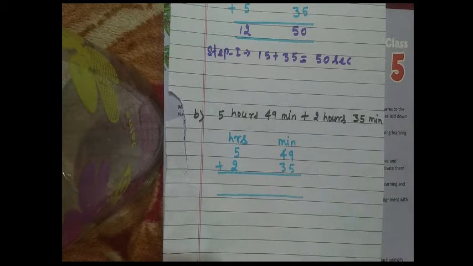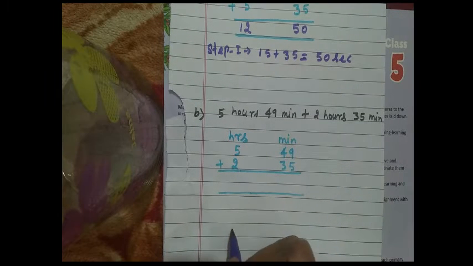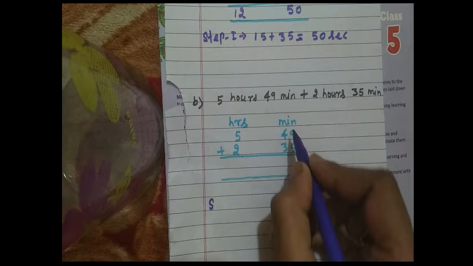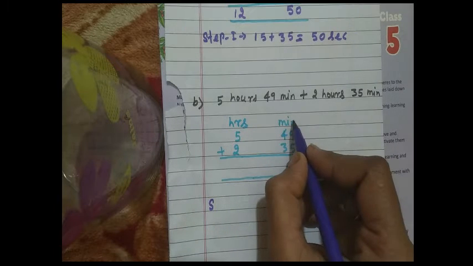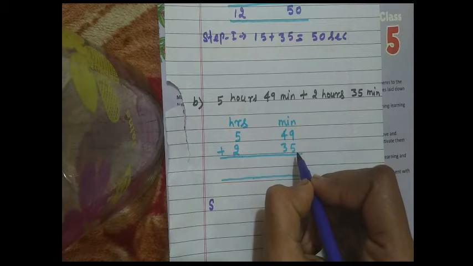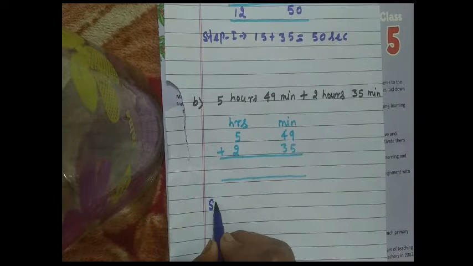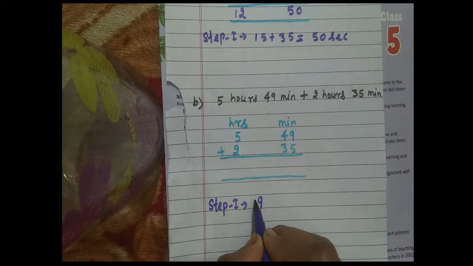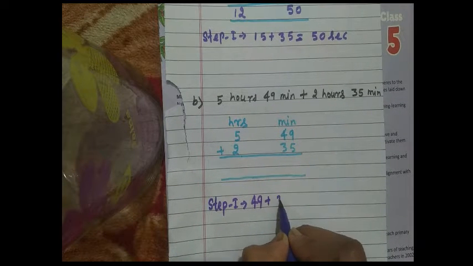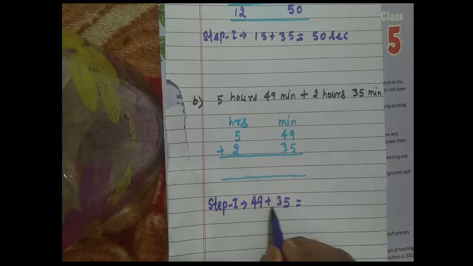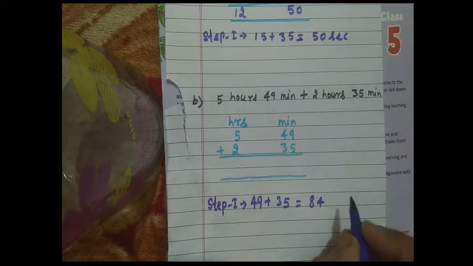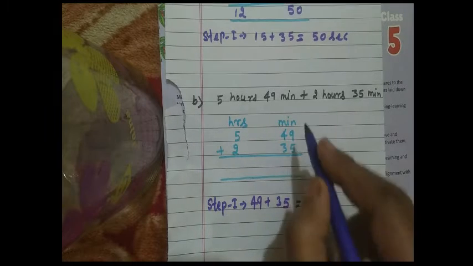What I have told you is that every time do the question stepwise. Addition in time we have to do stepwise. Step 1 is the first step: 49 minutes and 35 minutes, we need to add this. When you add 49 plus 35, what will you get? 84 minutes. What we are adding is minutes, so 84 minutes is the answer.